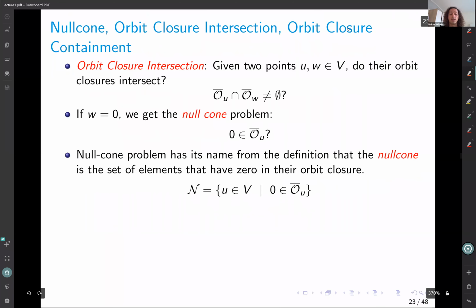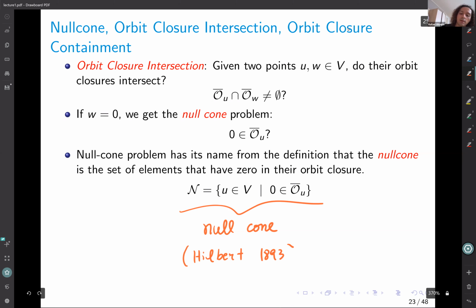And this problem is called the null cone because it gets its name from the definition that, given a group G acting on a vector space V, the null cone of this group action is the set of all elements that have 0 in their orbit closure. So this is the definition of the null cone, and this was defined by Hilbert in his foundational work in 1893.